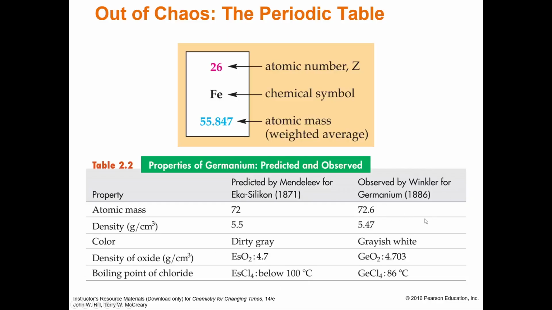So when it was observed by Winkler in 1886, it was observed to have an atomic mass of 72.6, a density of 5.47, which is really close, right? A grayish white color, which is again pretty damn good considering he never saw it before, he never knew it existed before. The density of the oxide was 4.703 versus 4.7, which was amazingly good. And the boiling point of the chloride was 86 degrees, which is below 100 degrees. So he was pretty much spot on. Little error, but considering he was predicting this just from group properties, it's amazing.